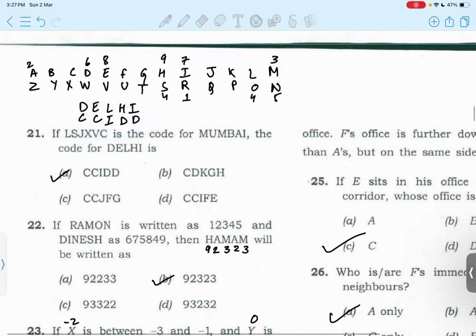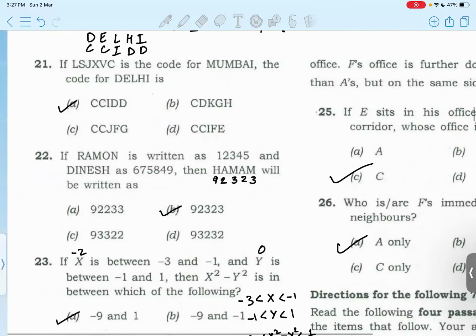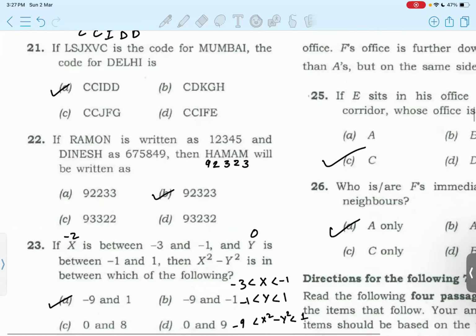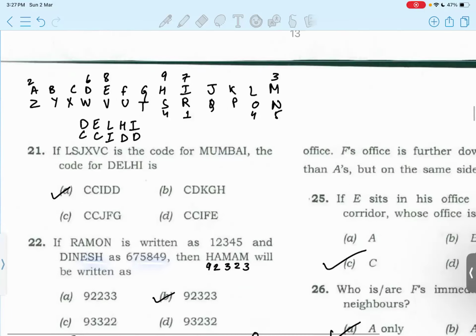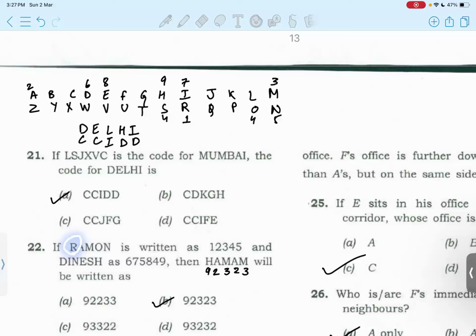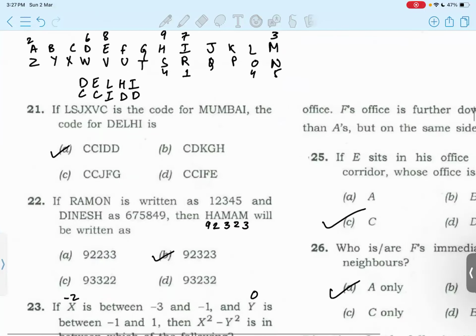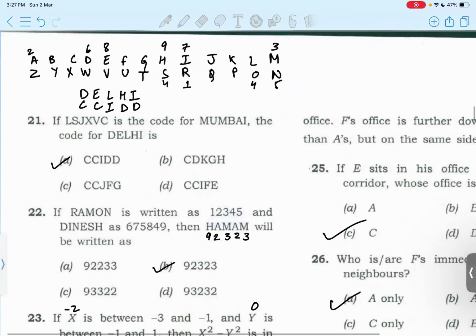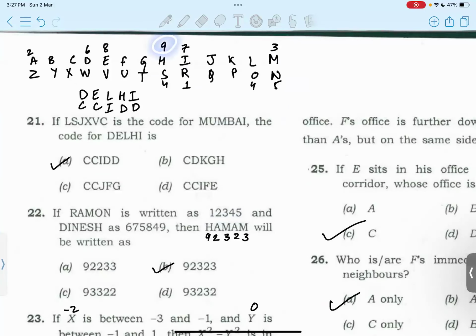Option A. Now we are given in numbers. So Raman is written as 1, 2, 3, 4, 5. Dinesh is written as this. So you can just simply write the numbers against these alphabets here. Like R is 1. So you just put these numbers at these places accordingly, because we are given two words. Now we have all the numbers against these letters, so you just have to place them. Like for H, it would be 9. A, it would be 2. So just place it. This would be the sequence.